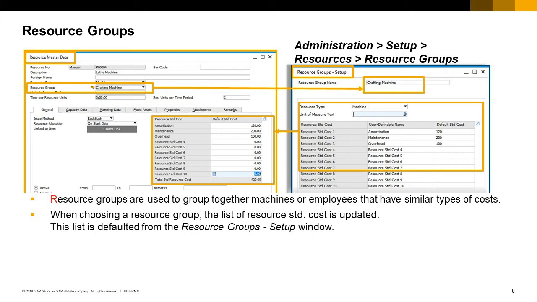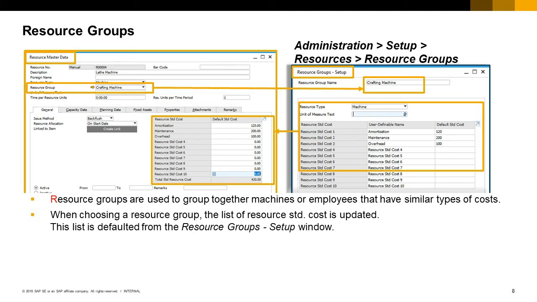The list of default STD cost in the resource master data is taken from the resource group definition. These costs can be changed manually for each resource master data. In our business example, OC Wood Trends has 5 lathe machines that they use in production. Since they have similar types of costs, they have been grouped together in the crafting machine resource group. It is possible to define a different GL account for each resource STD cost, which will be used in the production journal entry.